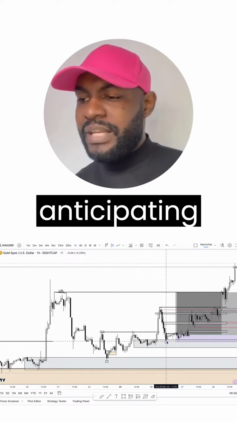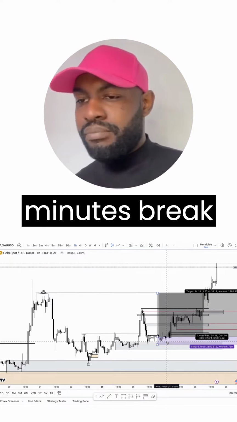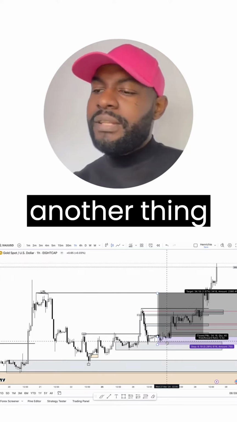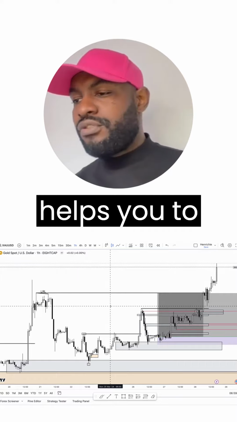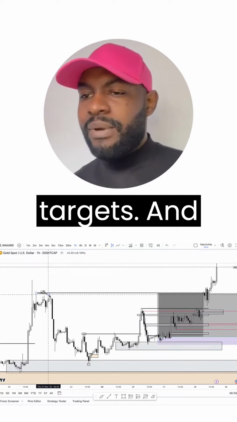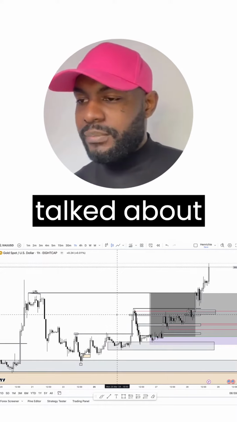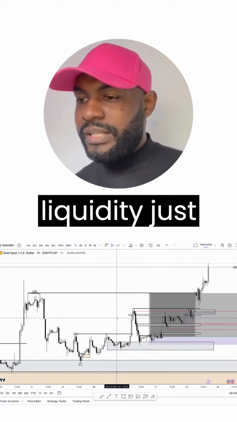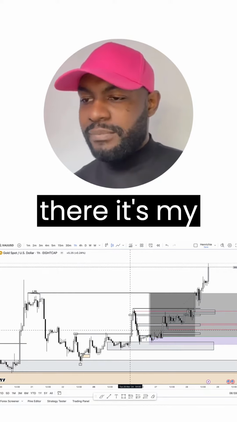And now I was anticipating for price to come back into that position and then wait for a 5 minute break of structure. Another thing I did was to derive my draw on liquidity, because understanding the draw on liquidity helps you to know where you're going to put your targets. And right here, we have a low resistance liquidity. If you haven't watched my video where I talked about high resistance and low resistance liquidity, do make sure you watch that. It's going to help you a lot. And right there, it's my draw on liquidity.